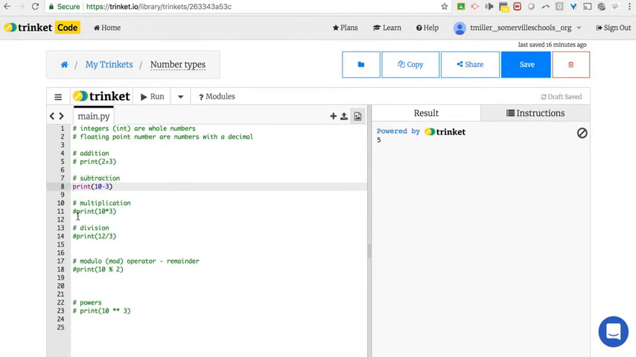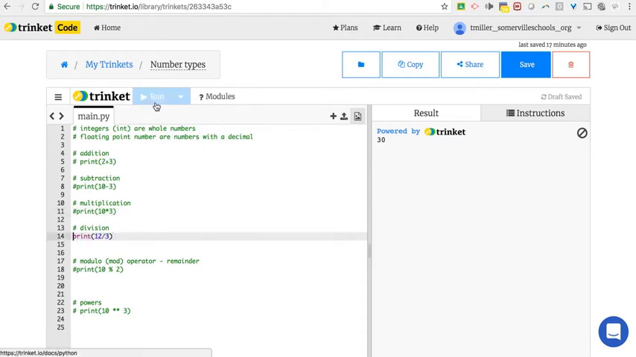Same thing with subtraction, it's just a subtraction sign. We can run it, it's 7. Multiplication, I'm sure you've seen this before, is an asterisk. So 10 asterisk 3 would be 30. You see the output over here. Let's comment that out. Division is a slash sign. So 12 divided by 3 will be 4.0.